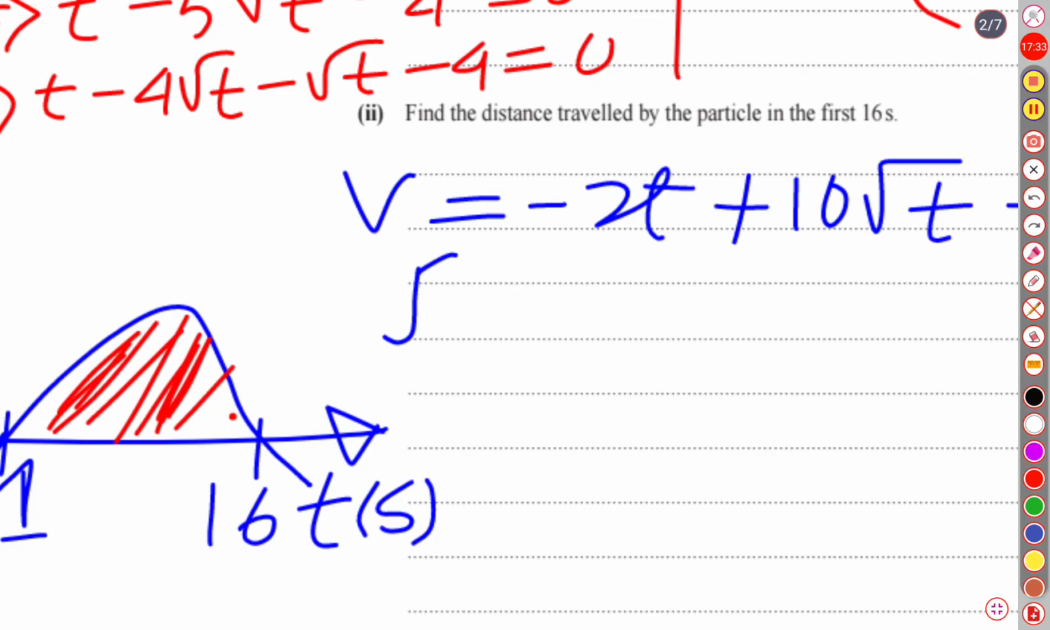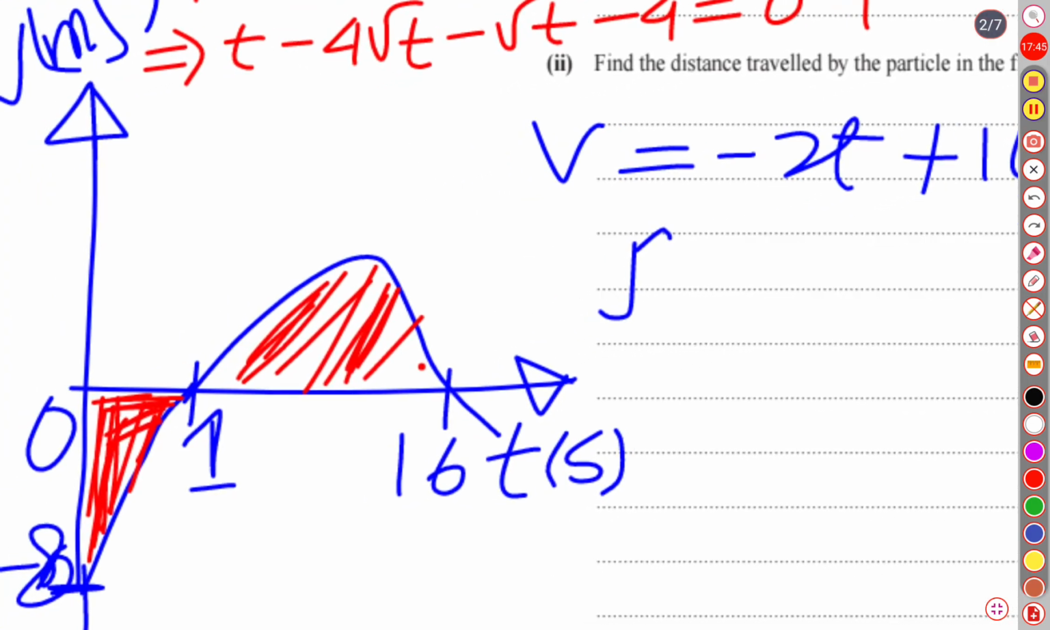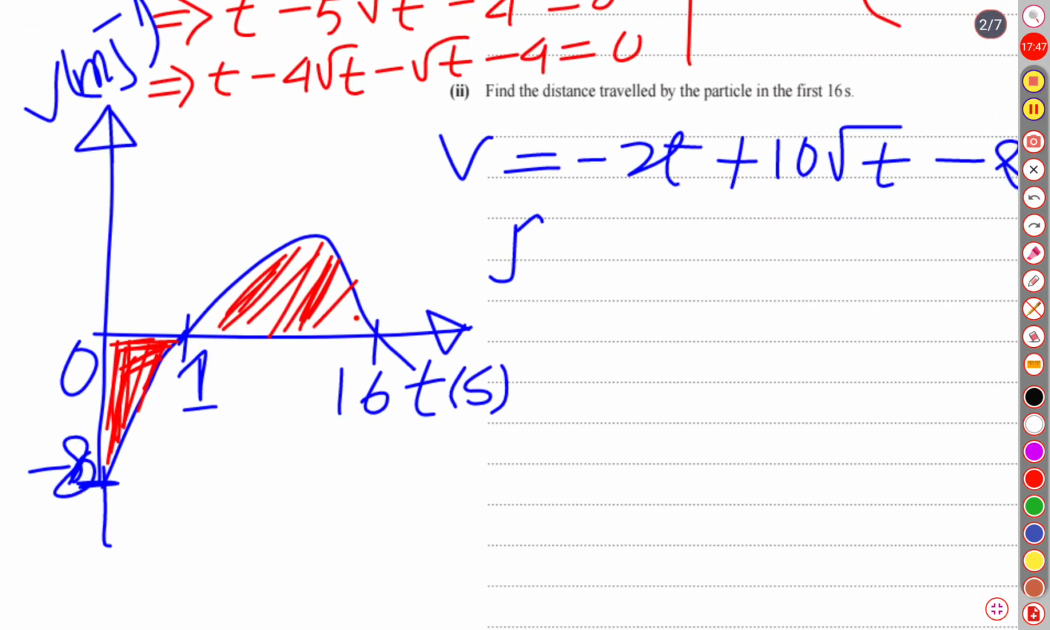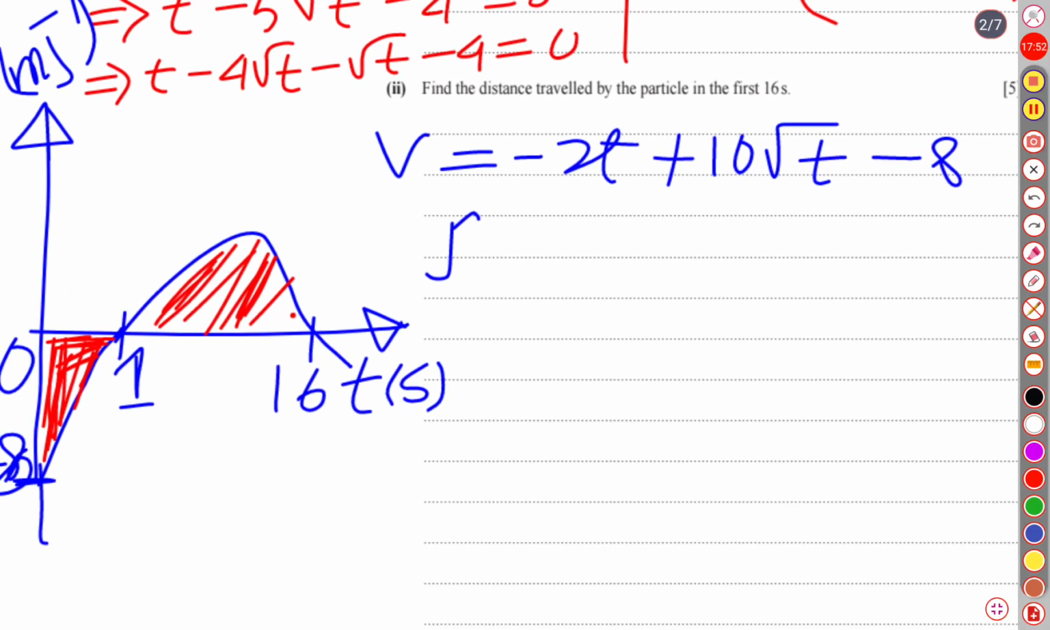It is from 0 until, let me write the integration symbol. Okay, for the first phase, look at this, the first phase was from 0 seconds until 1 second. So this is the integral from 0 to 1 second of v dt. We are integrating the velocity to find the distance. So how can we find the distance? If we integrate velocity, we will find the distance.